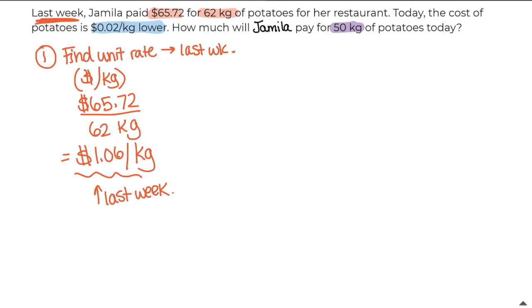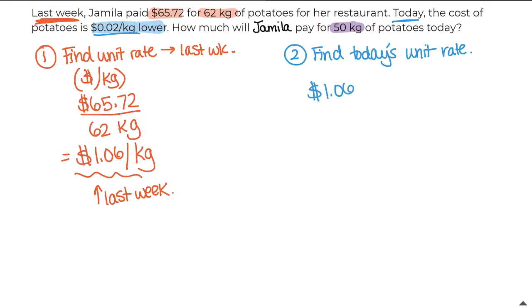But today it tells me that the cost of potatoes is 2 cents per kilogram lower. So I'm going to take last week's unit rate, which is $1.06 per kilogram, and I'm going to subtract those 2 cents that we're told here is lower than last week's. So when I subtract the two, I get $1.04 per kilogram.